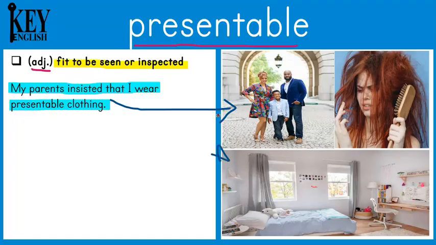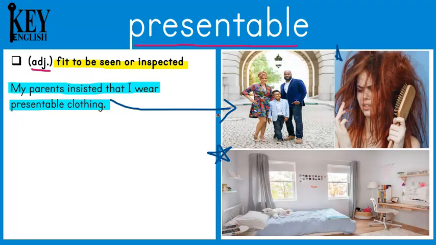Another thing that should be presentable, especially if guests are coming over to your house, is your room. So your parent might ask you to please clean your room until it is presentable. That means it's good enough for other people to see it. It doesn't have to be perfect, but it has to be good enough for people to see it.